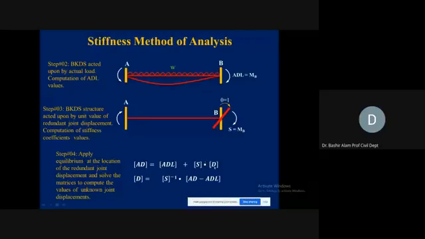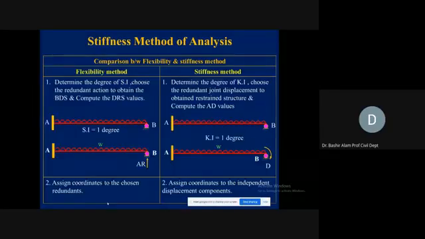Now, how much should be the actual displacement which should match the actual roller condition? That is still unknown. We put it here. Now AD will be known, ADL will be known, S will be known. The only unknown will be D. So we can find this D. Apply the equilibrium condition at the location of the redundant joint displacement and solve the matrices to compute the values of the unknown joint displacement. After solving these simultaneous equations, we find the unknown joint displacements.